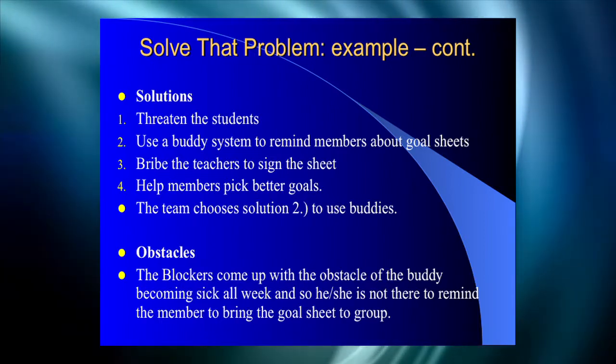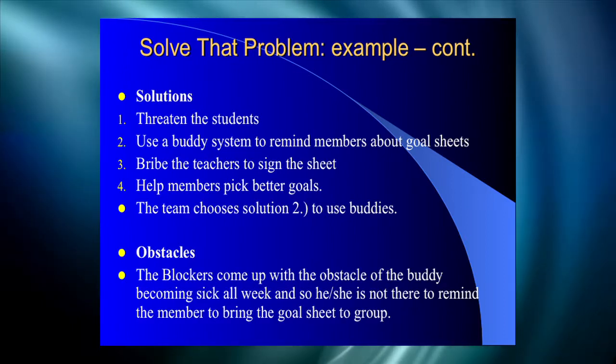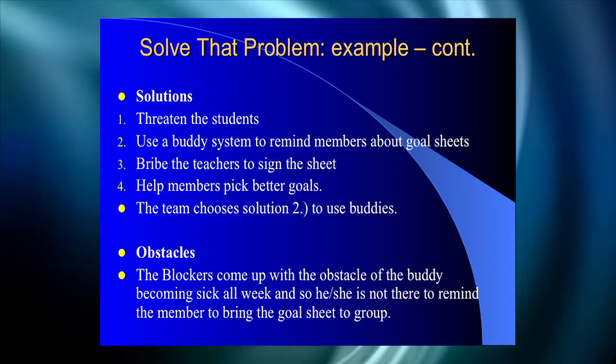It goes over to the blockers. The blockers have these 2 minutes. And the blockers come up with the obstacle of the buddy becoming sick all week, and so the buddy's not there to remind the member to bring the goal sheet to group. So then it goes back to the solvers, and they have to think of either one of these other solutions or another type of solution, and then it goes back to the blockers again.